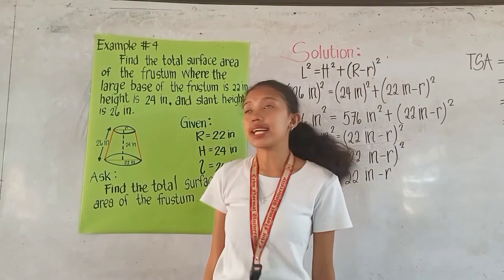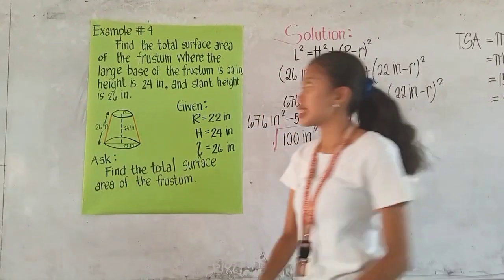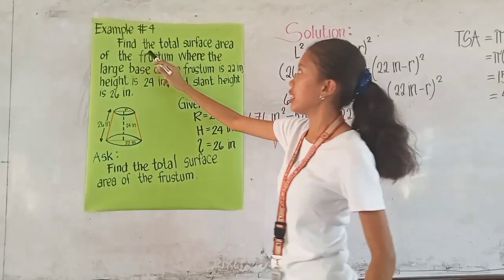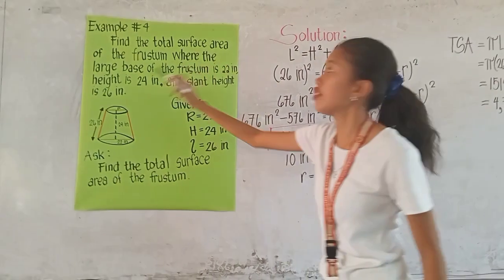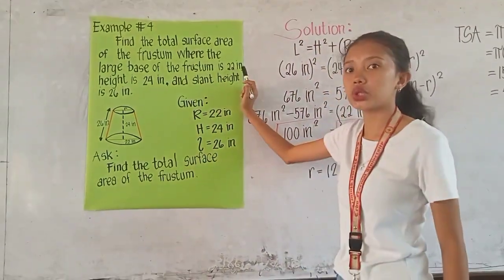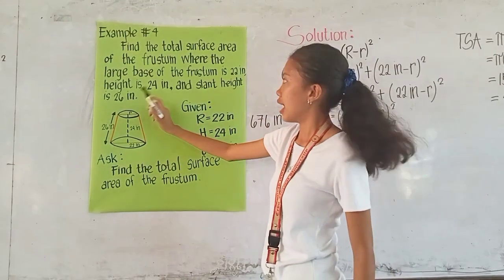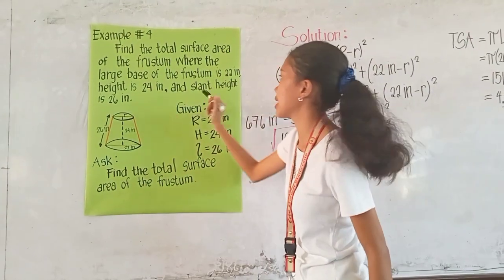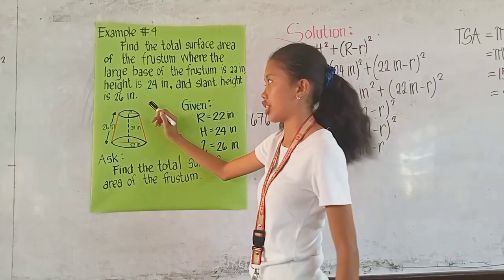Let's proceed to example number 4. Example number 4: find the total surface area of the frustum where the large base of the frustum is 22 inches, the height is 24 inches, and the slant height is 26 inches.